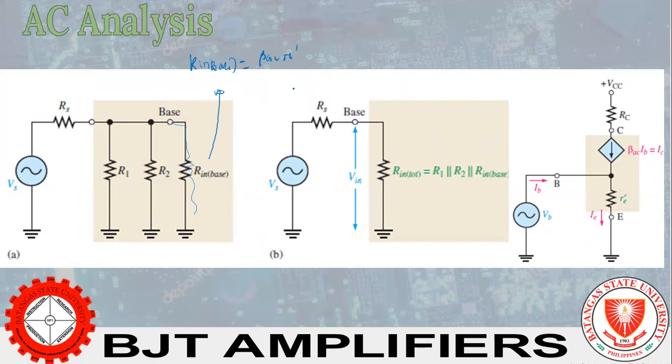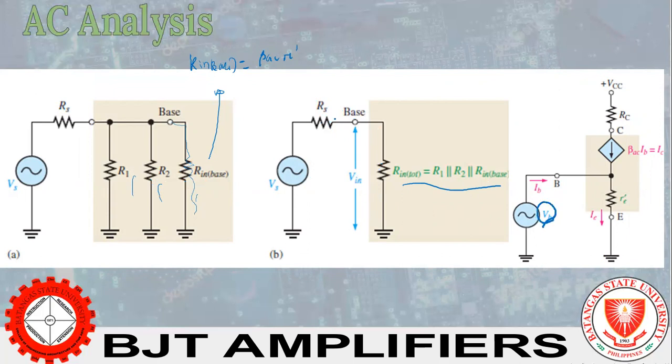So, paano siya makukuha? So, of course, makukuha naman tayo ng RE prime. So, 25 mV over IE natin. Kukuhanin lang natin yung ating IE. Okay? So, for example, nagkaroon na tayo ng RS, R1, R2, tapos makakompute na tayong R in base. So, pwede na tayo makakuha ng R in total. So, ipaparallel lang natin yung tatlo. Okay? So, meron tayong R in total, and then, pwede na natin itong pagsamahin para makakuha tayo ng VB.